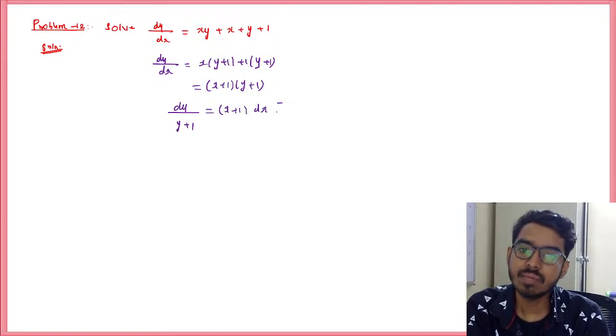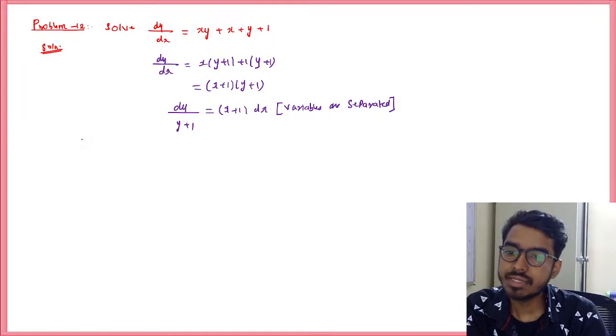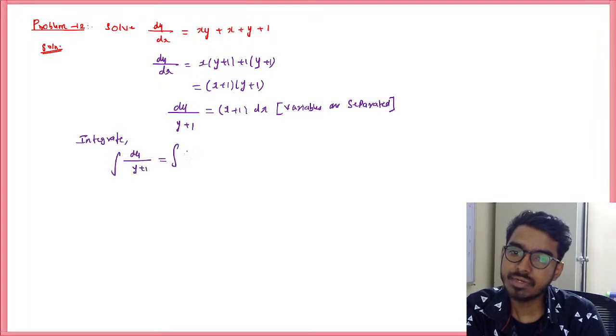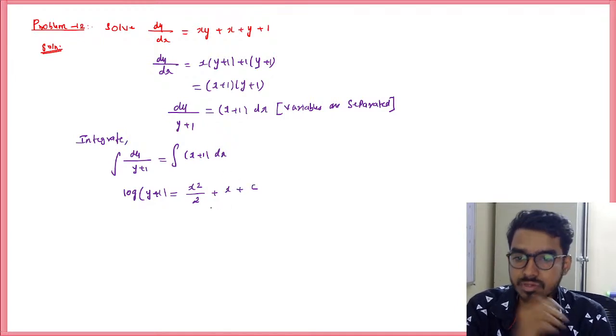So we have separated the variables, right? Variables are separated. So we'll integrate this. Integration of dy divided by y plus 1 is equal to integration of x plus 1 dx. So this is log y plus 1, right? F of x, f dash of x, and the integration of x dx is x squared by 2, and integration of 1 dx is x. Let's add some constant c. This is the required solution.